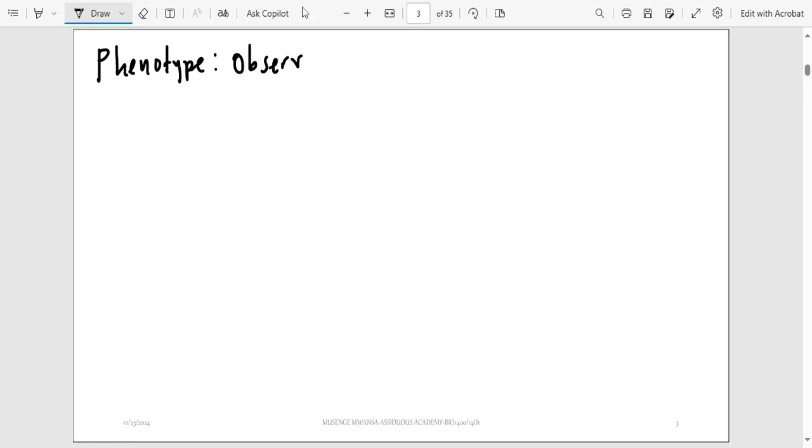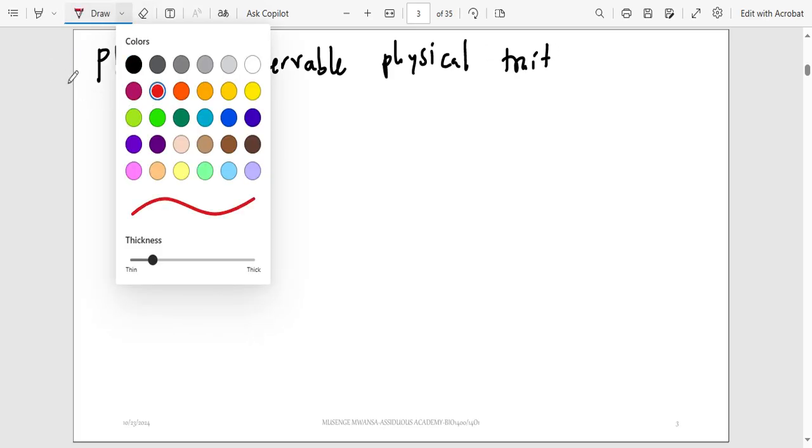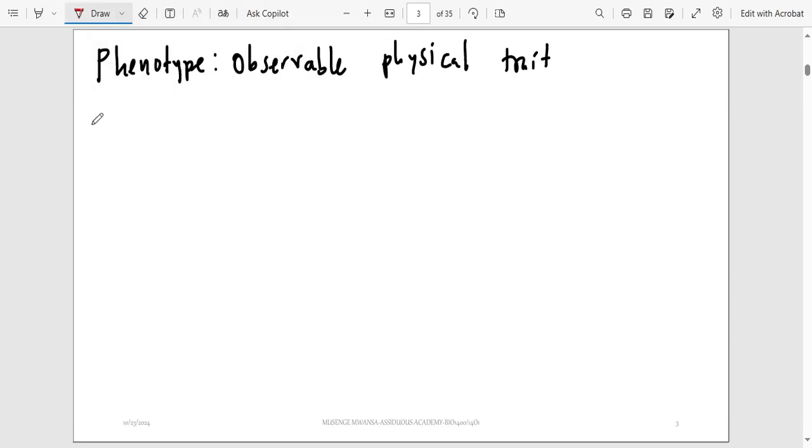For example, you are tall. You can observe it. Observable physical characteristic or trait. That is the phenotype. But then for you to be tall or for you to be short, you are made up of genes. So those genes are going to tell you something. So your genetic makeup is known as your genotype. So what is genotype? It is an individual's collection of genes.